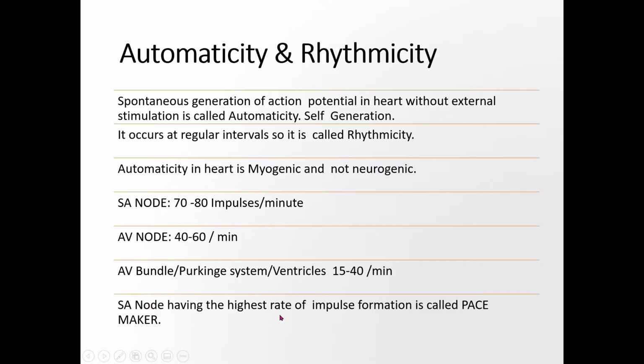The SA node has the highest rate of impulse formation, which is why it is called the pacemaker. What is the pacemaker? The pacemaker is the sinoatrial node, a special type of muscle present in the heart. It is known as the pacemaker because it has the highest rate of impulse formation, and because of the SA nodal activity, the heart continuously produces action potentials at certain intervals.